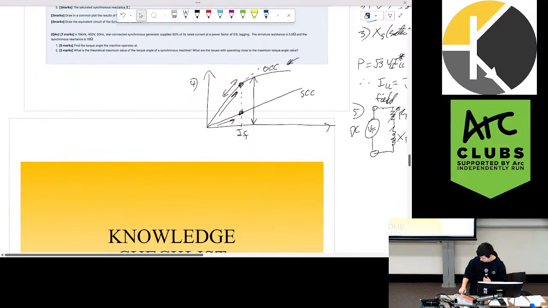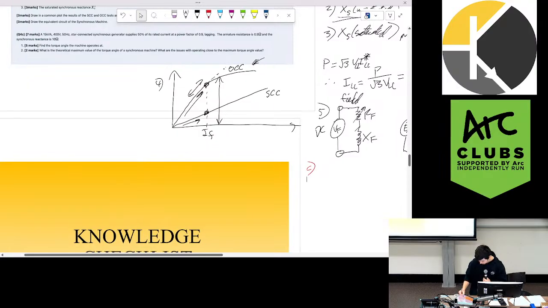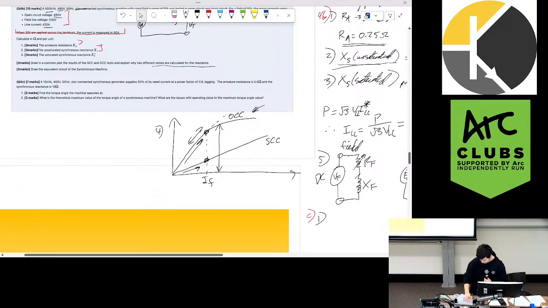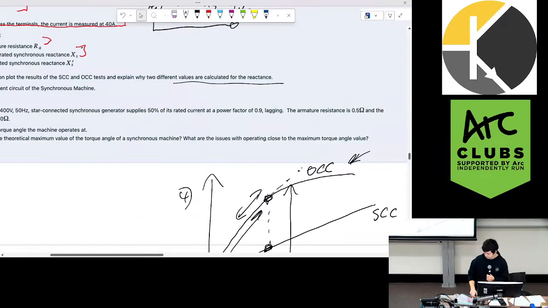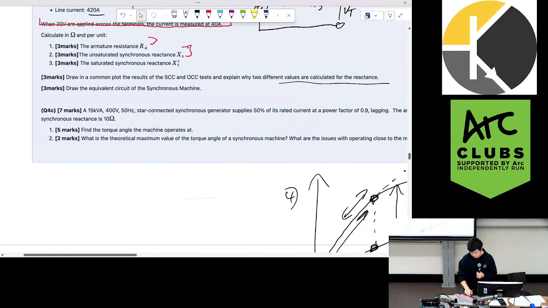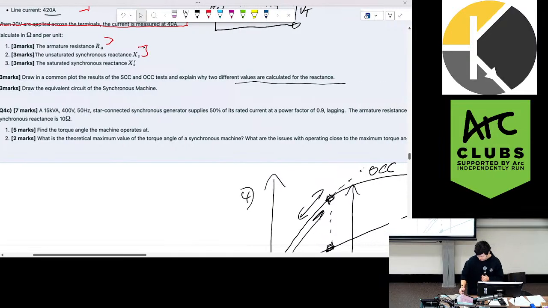Onto the 7 marker. We have part C, where, I mean, it's 2 parts. No, it's just 2 parts, my bad. So we have a 15 kilovolt amp, 400 volt, 50 hertz star connected synchronous generator that supplies 50% of its rated current at a power factor that is 0.9 lagging. Armature resistance is 0.5 ohms and the synchronous reactance is 10 ohms. So this is giving us quite a bit of information.